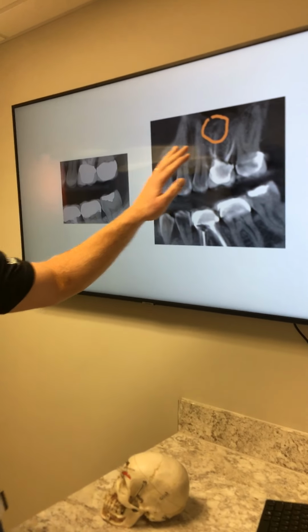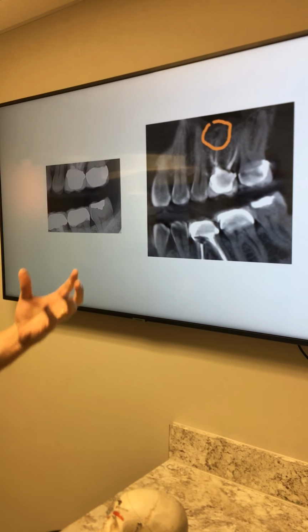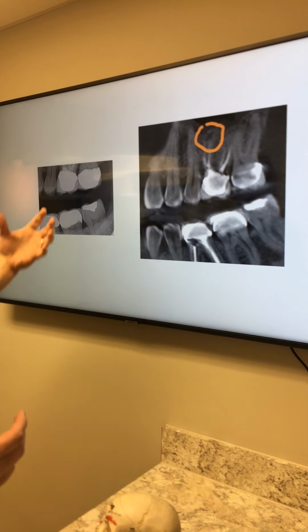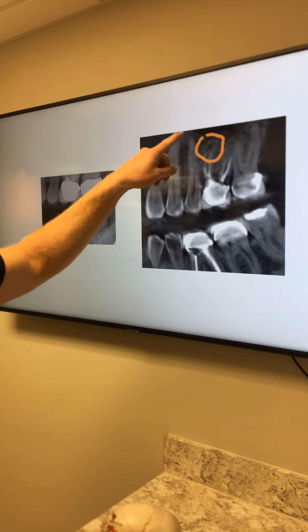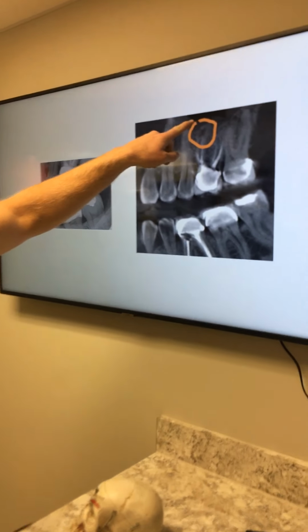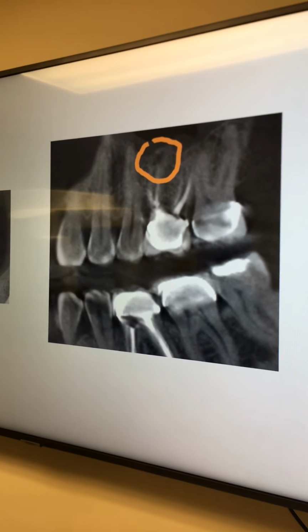We took a 3D image on this person just so that we could evaluate what's going on beyond just the cavities. And look what we found. Chronic abscess right there. No pain whatsoever. That's their sinus right there, which I'll touch on in a moment. But I want you to see that.